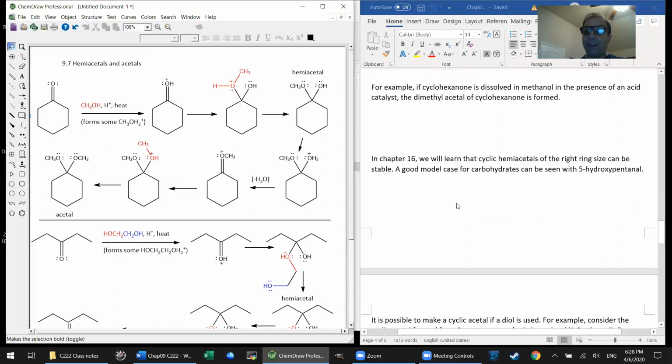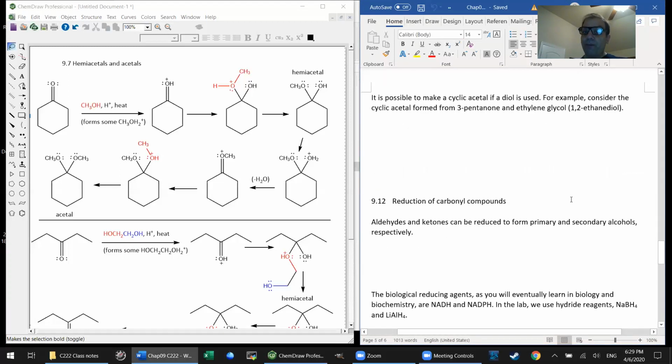Now, as I pointed out, when we get into carbohydrates coming up very soon, we'll learn that you can get cyclic hemiacetals. Generally, these are going to be of 5 or 6 membered rings. And so the chapter gives you, I would say, a good model system for that, using a molecule that they correctly name 5-hydroxypentanal. So I'll leave that for you to read about on your own. I think the textbook's treatment of that idea is very good, and it'll again get you ready to think of the sorts of structural features that we'll be talking about in chapter 16.